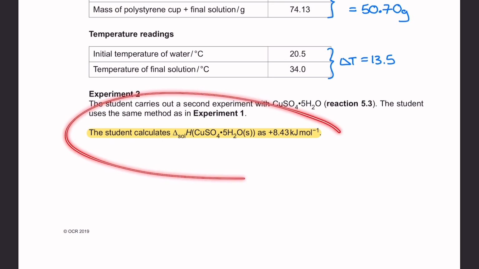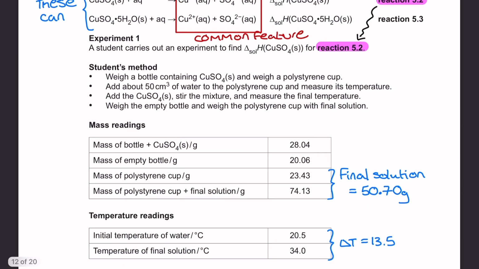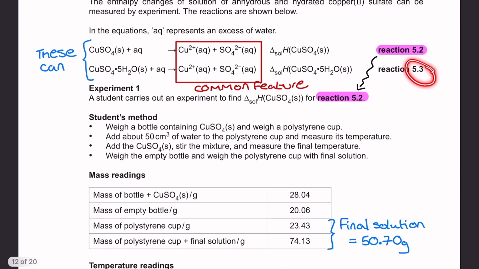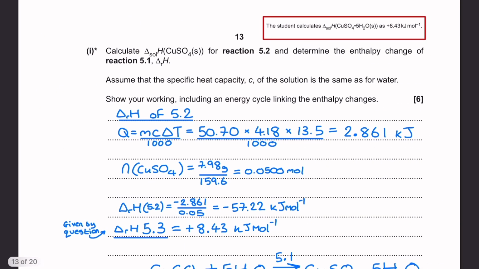I wonder how many people miss that. I wonder how many people miss the fact that they're just sort of telling you the enthalpy change of this equation here for 5.3. They're just casually slipping in there that the enthalpy change for that reaction is 8.43 kilojoules per mole. So what's the demand of the question?